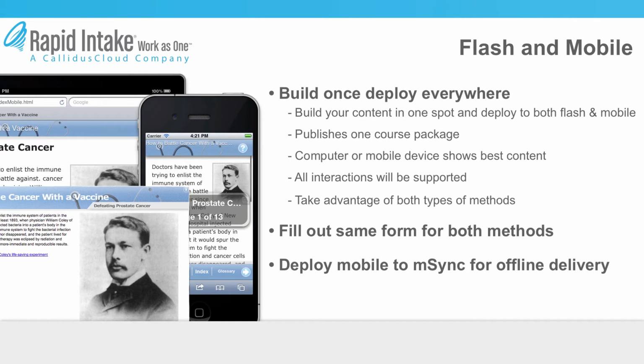You can deploy it to mobile mSync for offline delivery. This means that for mobile courses, you have the ability to use our mSync tool, which is a downloadable application that the learner can download on their iPhone or their Android tablet or their Android phone. And they can actually download courses so they can play them offline. So if they're on an airplane or something like that, they can take the course and then sync it back up to the server after that.